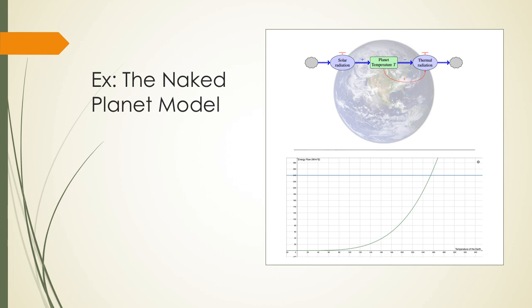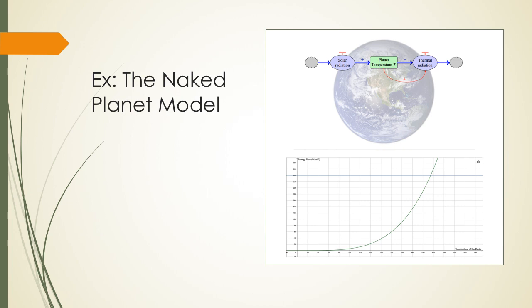Let's start with one of our earlier attempts to model the Earth's temperature, the naked planet. At the top, you see the stock flow model. The stock is the temperature of the Earth's surface, and short-wave solar radiation is the input for this system. The outflow is due to long-wave thermal radiation. The inflow and outflow are marked with a plus and minus, respectively.